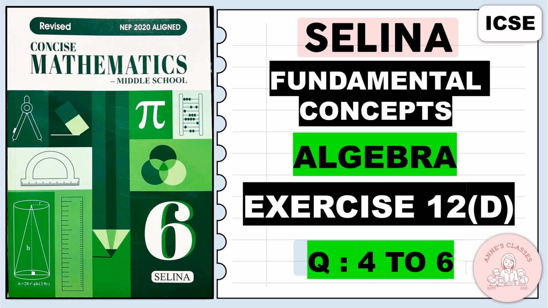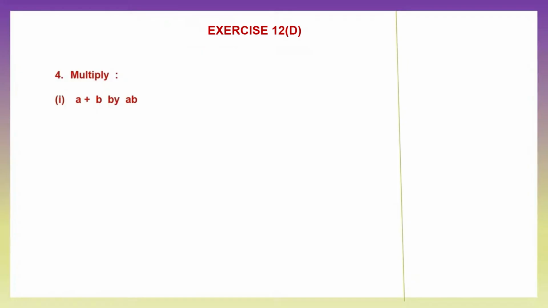Let's do algebra exercise 12D. So we continue with multiplication. This is question 4, multiply a plus b by ab. So we can put it in columns, a plus b into ab, and then we can multiply.